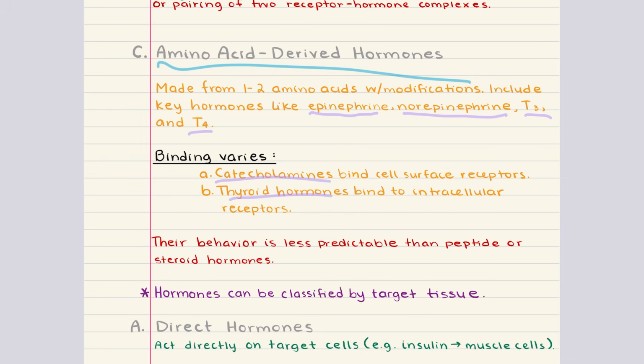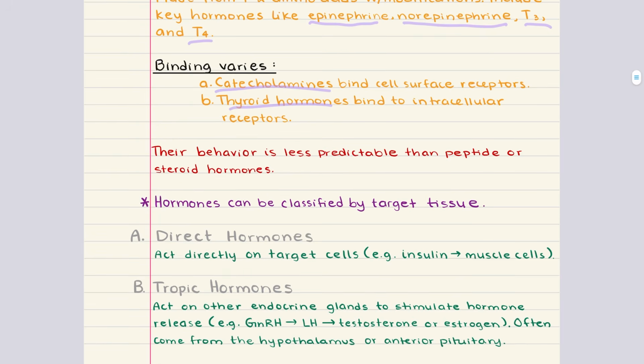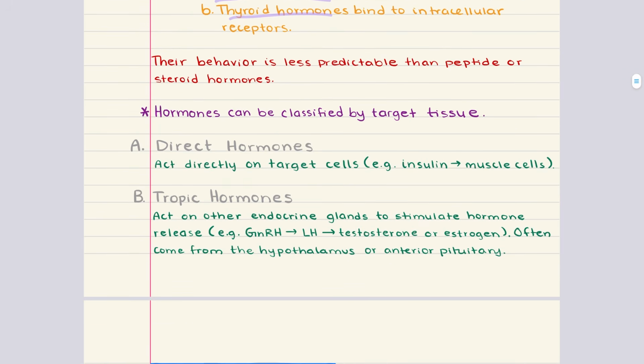Now, there's another way we can classify hormones, and that's by their target tissue. So far, we've grouped hormones by chemical structure, but now let's look at whether they act directly on their target cells or indirectly by stimulating other glands. We're starting off with direct hormones. Direct hormones act on their target cells. For example, insulin is secreted by the pancreas, and it acts directly on muscle cells to promote glucose uptake. No other hormones or endocrine glands are involved in that signaling pathway.